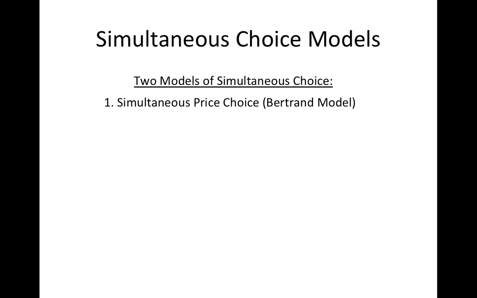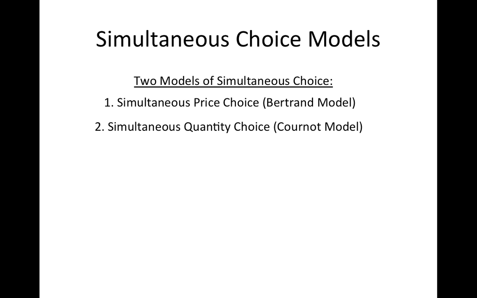Now that we have considered sequential models of oligopoly behavior, we will turn to models in which firms simultaneously make their choices. There are two types of these models: simultaneous price choice, which is the Bertrand model, and simultaneous quantity choice, which is the Cournot model. We will start with the Bertrand model, since it is the simplest.